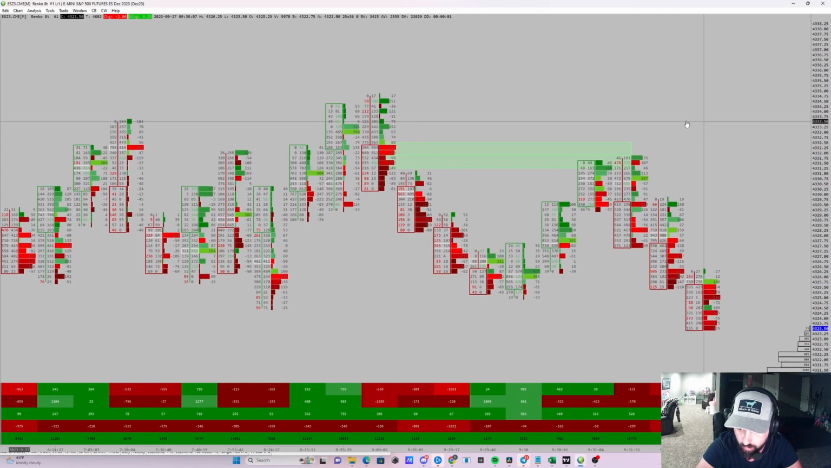Okay, we'll move this over a little bit. We don't drive up as high as we wanted to, but we do drive into a bulky set of prints here. We print more aggressive selling below. This means that the market is weak, okay?